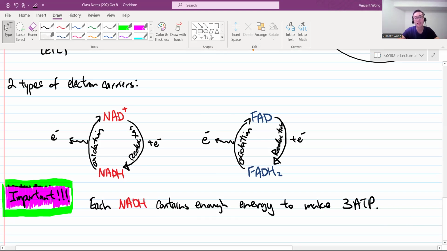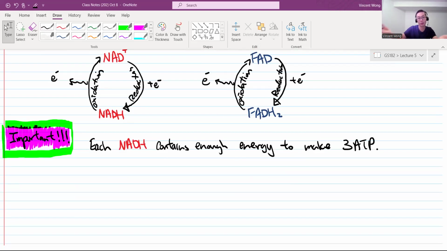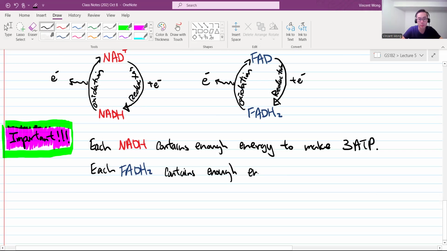Again, I'm not going to go into detail of how you know it's 3 and not some other number. Well, people did experiments and they found out basically. That's the short answer. And each of the other guy, which is FADH2, contains enough energy to make 2 ATP. Okay.